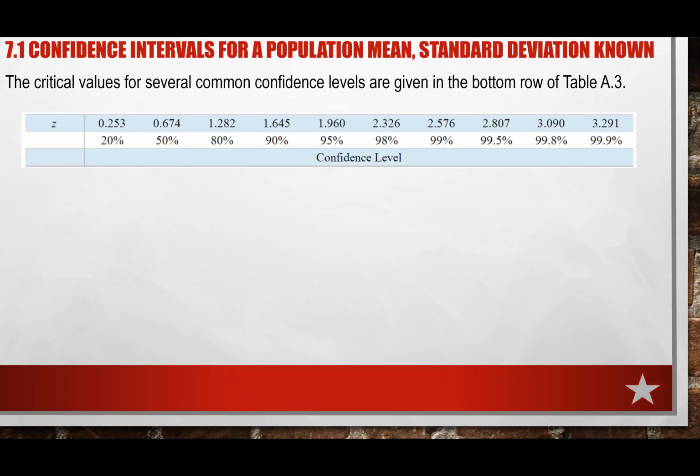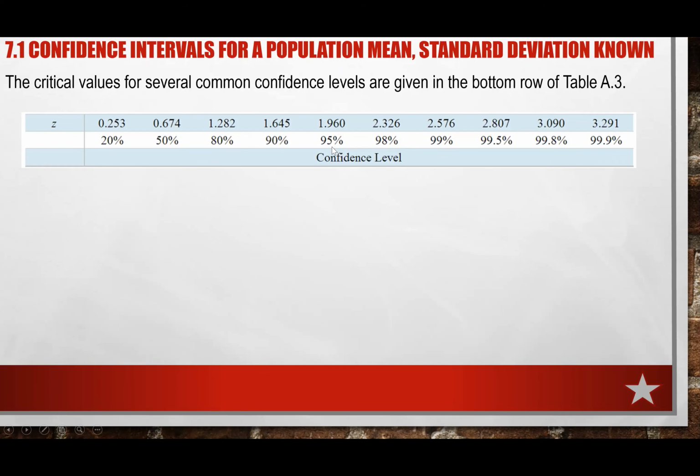In your table 8.3, your table appendix 8.3, they list the common critical values for you. Remember we said the confidence level of 80%, which we found earlier is 1.282. Here are the confidence levels: 20%, 50%, 80%, 90%, 95, 98, 99, 99.5, 99.8, 99.9. The common ones are basically 95, 98 and 99. These are the three common ones that you will see used a lot.